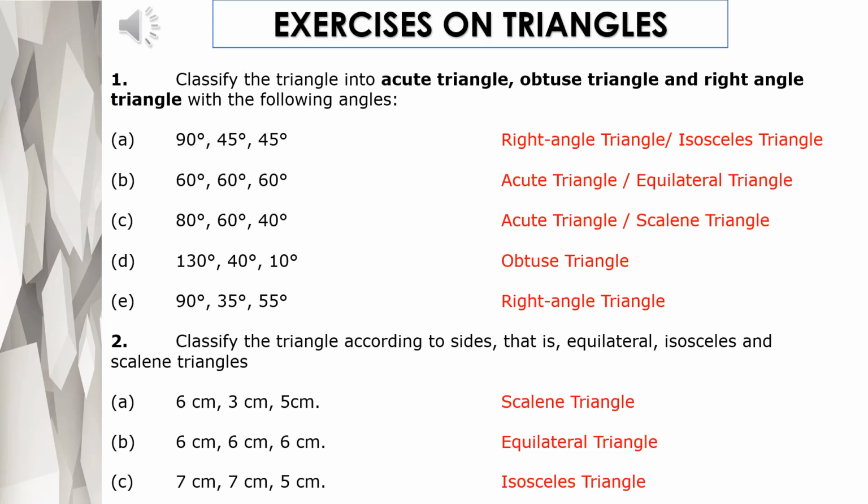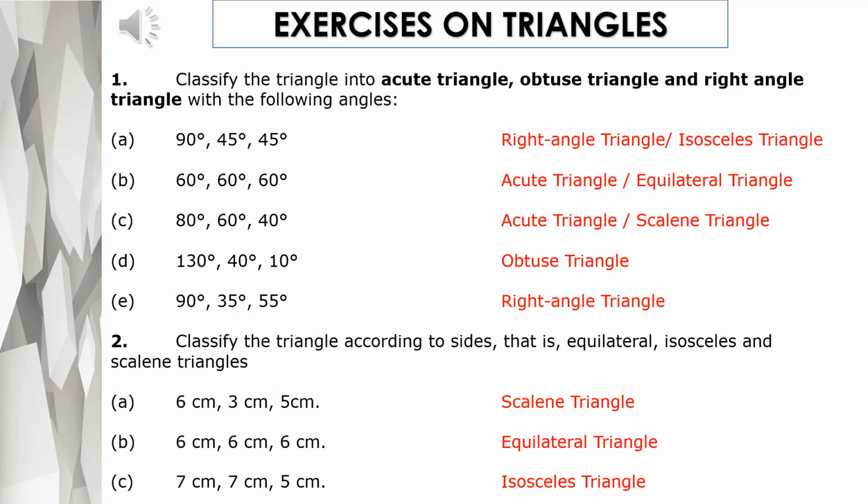Now going to C. Acute triangle again. Why? Because all 3 angles are less than 90 degrees. You could even call it a scalene triangle because all 3 angles are different. Now coming to D. Obtuse triangle. Why obtuse? Because one angle is an obtuse angle. Now going to E. Right angle triangle. Why so? Because one angle is 90 degrees.